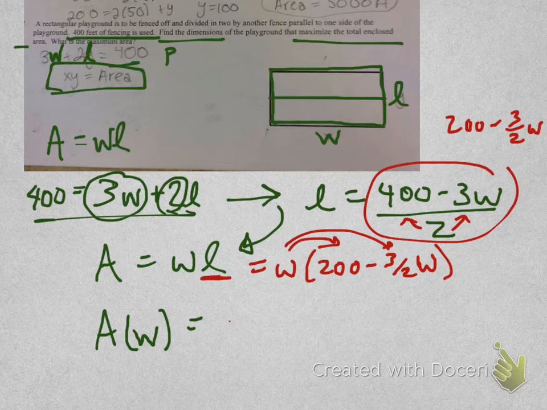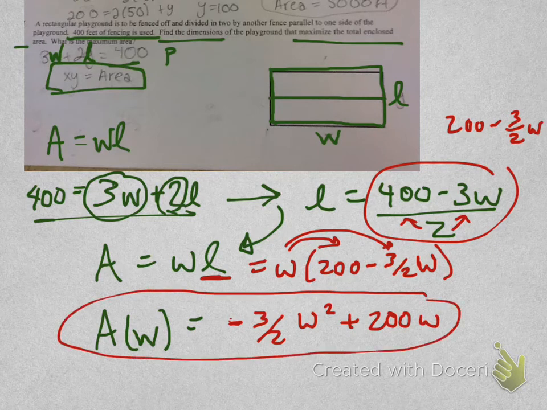And so I would get, let's write this in standard form too. Negative 3 halves W squared plus 200W. That's my formula for the area in terms of the width. Now this right here is an upside down parabola because it's a negative leading coefficient of a quadratic equation.